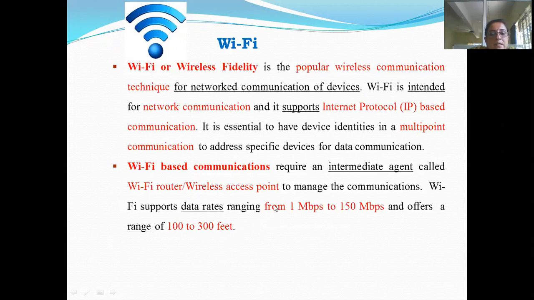And again, it is wireless, right? Wi-Fi based communication requires an intermediate agent called a Wi-Fi router to manage the communication. The data rate will be from 1 megabit per second to 150 megabit per second. Here the data communication happens with the help of the internet protocol called IP, right? So based on IP, the data transmission takes place. So it is a multi-point communication.